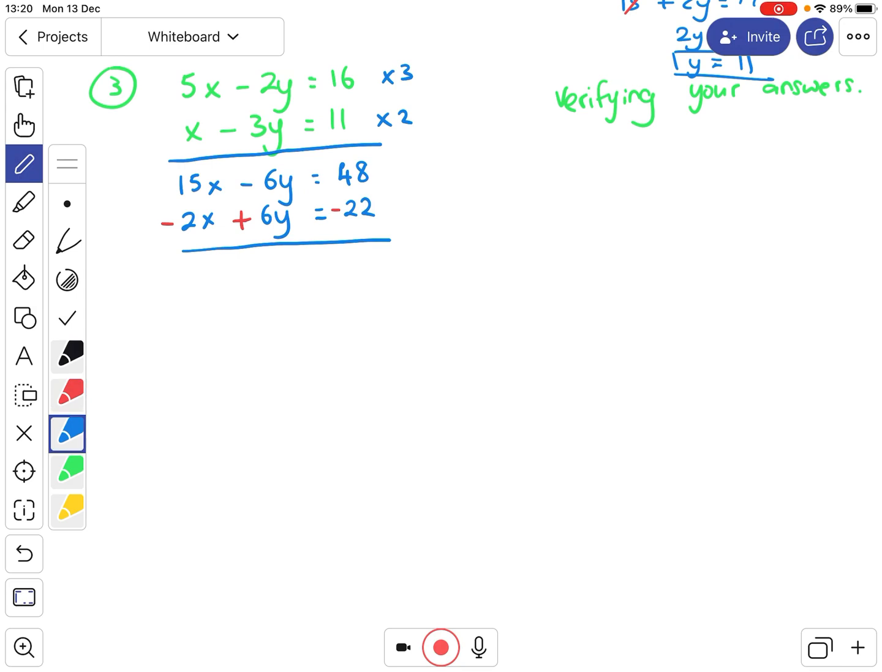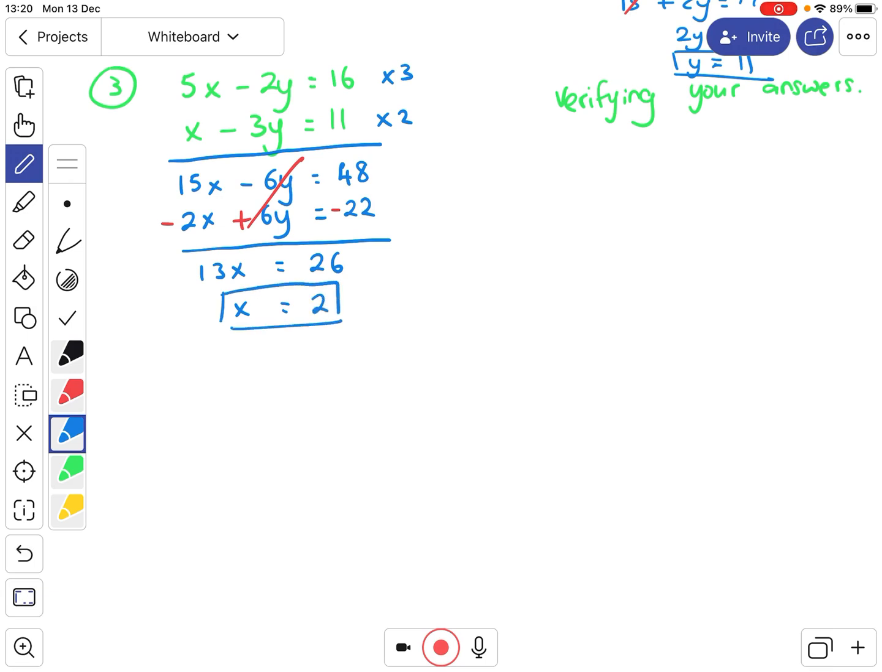So 15x take away 2x is going to give me 13x, my y's have cancelled, and that's going to give me 48 take away 22, which is going to leave me with 26. I'll divide both sides by 13 so that I get x is equal to 26 divided by 13, which is the number 2. I'm not finished yet.